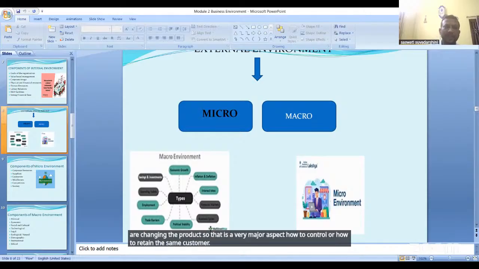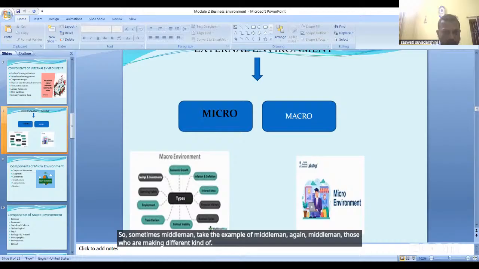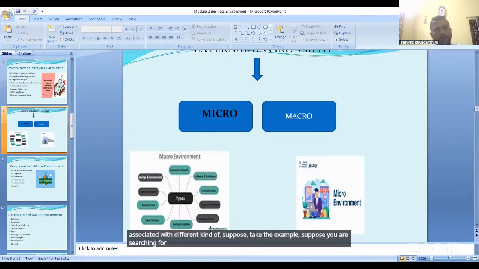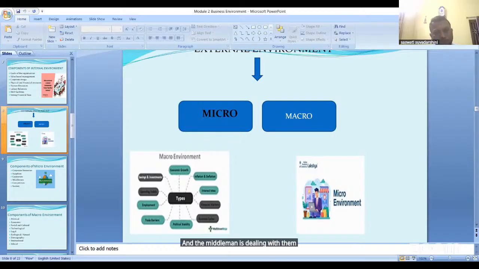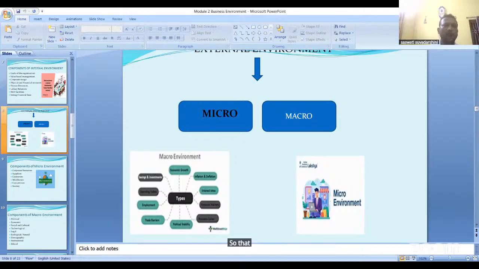Sometimes the middleman, take the example of the middleman. Middlemen make different kinds of associations. Suppose you are searching for good quality materials and the middleman is dealing with them. Wherever they get more benefit, they will go to that organization. So that is a challenge. So how to maintain between these middlemen?